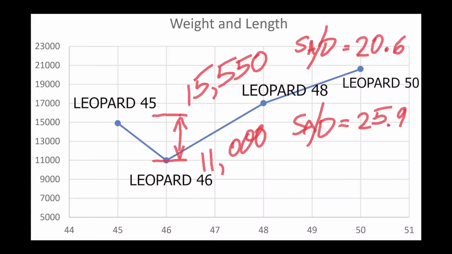So if we've got 15,550 and 11,000, we get these two sail area to displacement ratios. So with that mass, it's down to 20.6. Now, does that seem more... That's probably what it is, actually. I think it is. Okay.